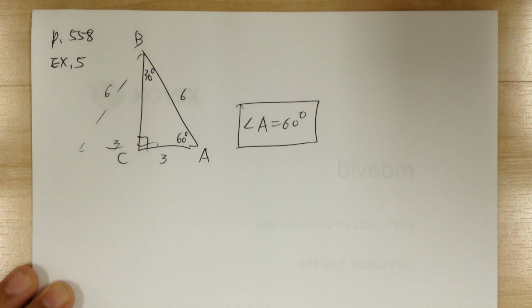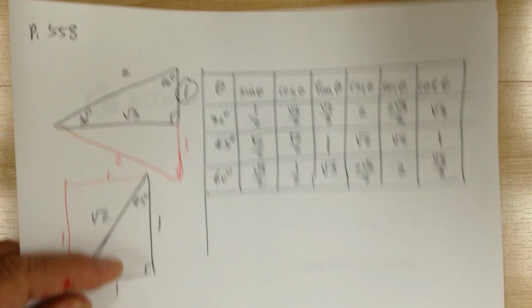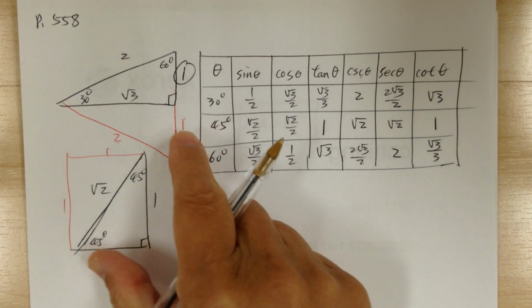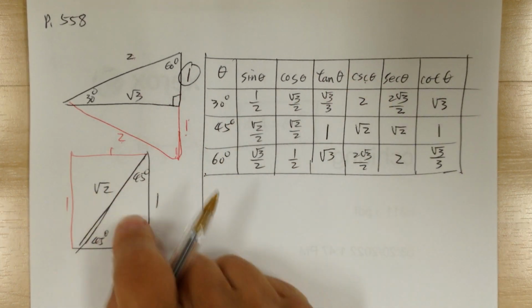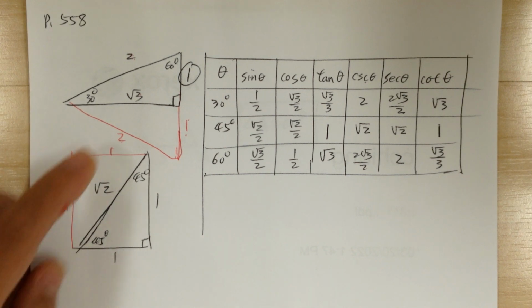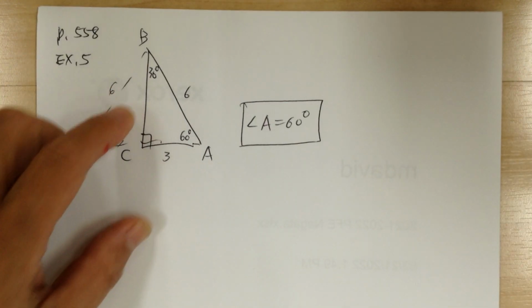So again, you got to know your special triangles. You must know this because trigonometry is the measure of a triangle, so you use a lot of special triangles. So this is super important. This is critical to know, so make sure you know your special triangles.